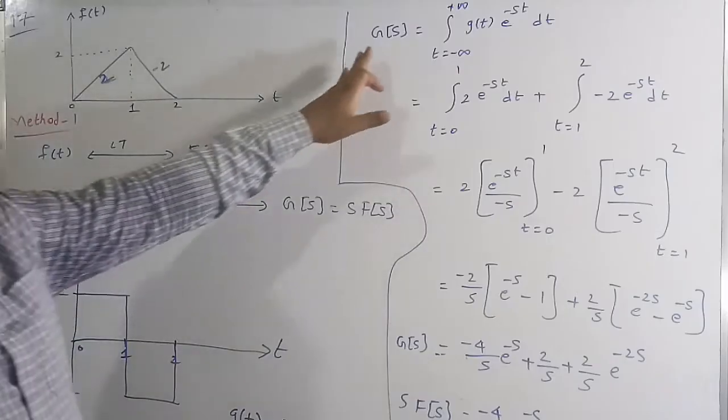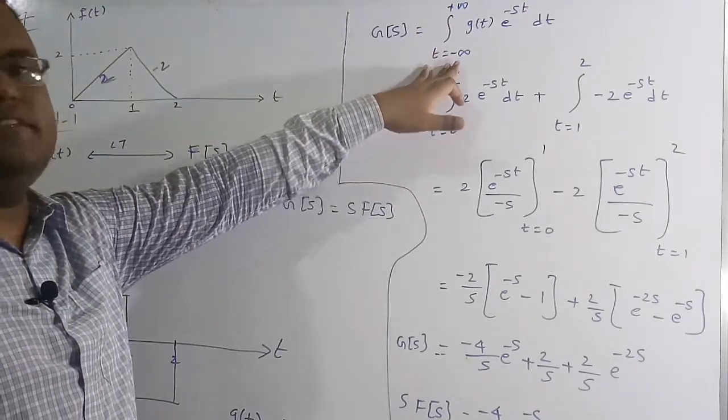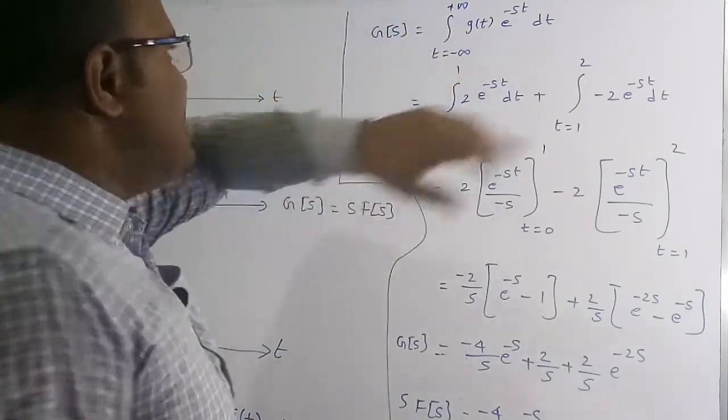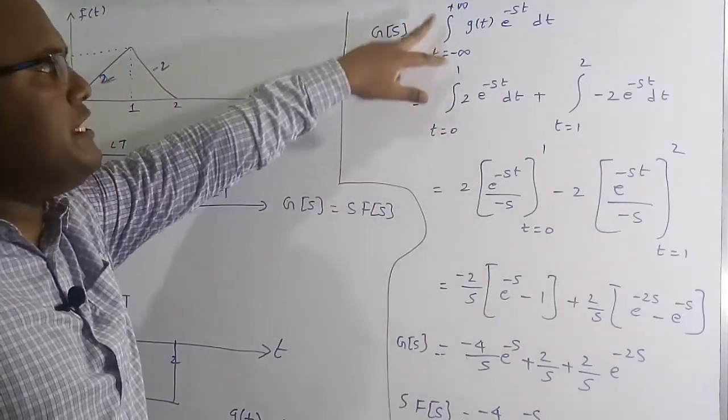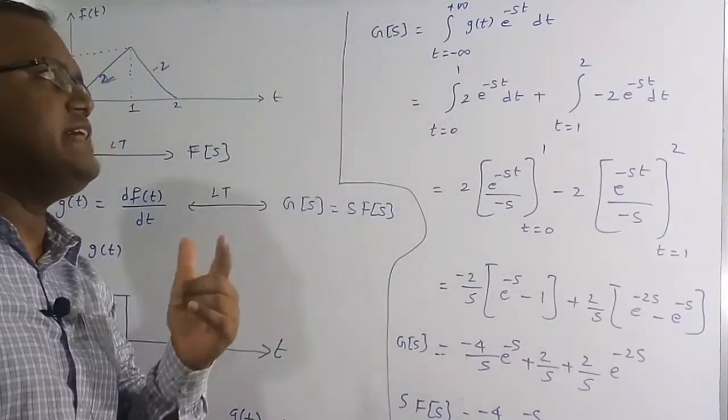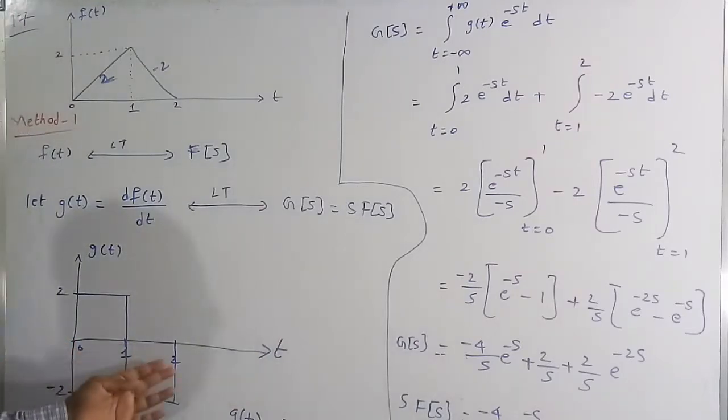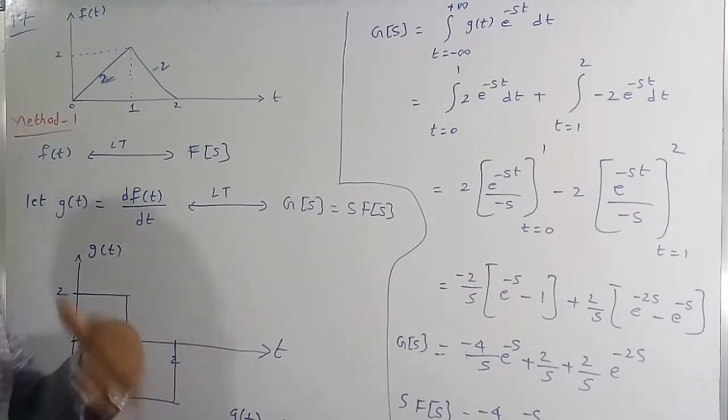So with the help of this graph g of t I am going to find g of s. Therefore g of s is equal to the integration from t equal to minus infinity to plus infinity of g of t e to the power of minus st into dt. Now I am going to redefine these limits because g of t exists only from 0 to 2 and at all other instants it is 0, but from 0 to 1 it is going to have one value, and from 1 to 2 it is going to have another value.